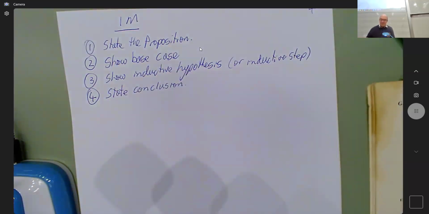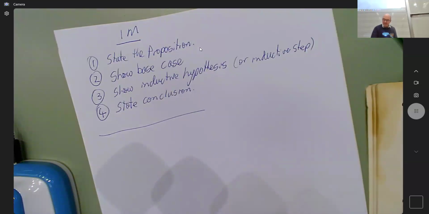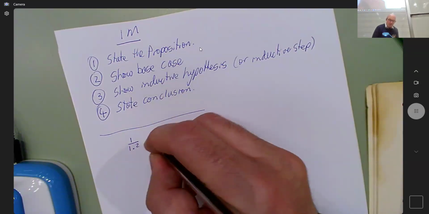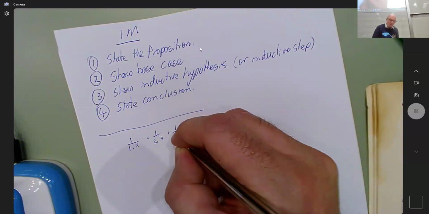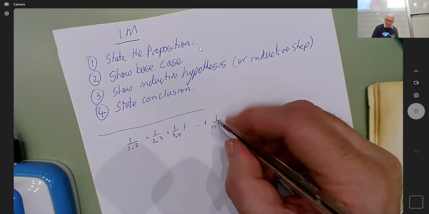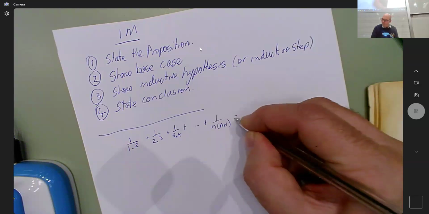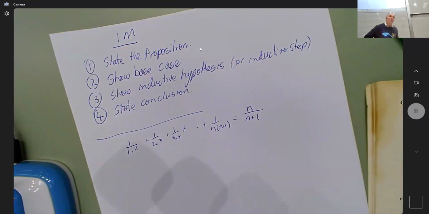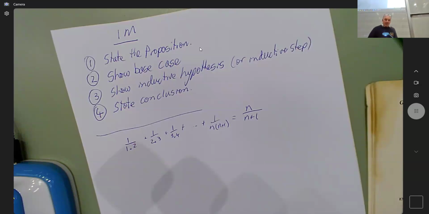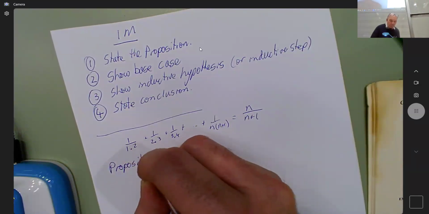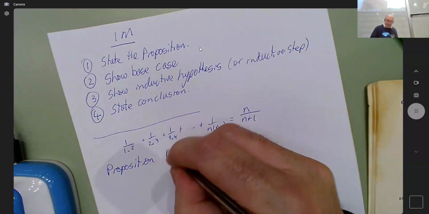So what we want to show, if I go 1 on 1 times 2 plus 1 on 2 times 3 plus 1 on 3 times 4 plus ... plus 1 on n times n plus 1 is equal to n on n plus 1. I'm looking at this and going, is that really true? I'm loving this. This series will sum to 1, ultimately. So, all right, proposition. Pn.